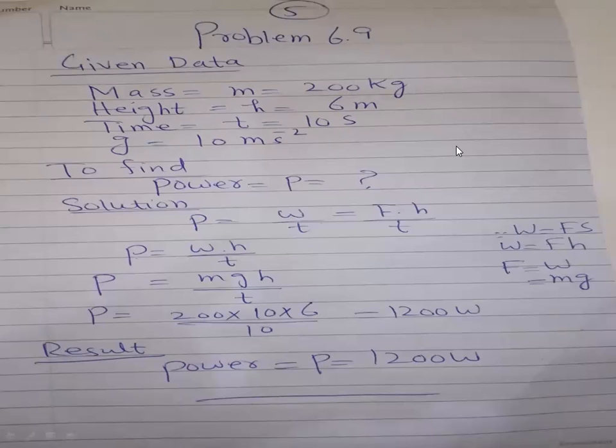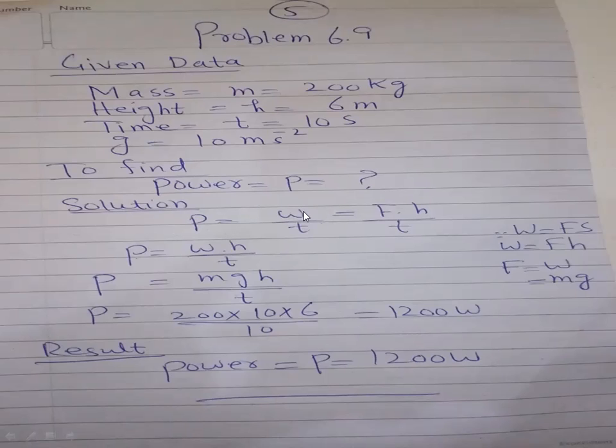G is 10 meter per second square. You know the value of G, that is an understood value. If it is not given to me, you should memorize this by heart because we are going to use this value in our numericals. So power is equal to W by T. You know the formula for power, as I discussed so many times.